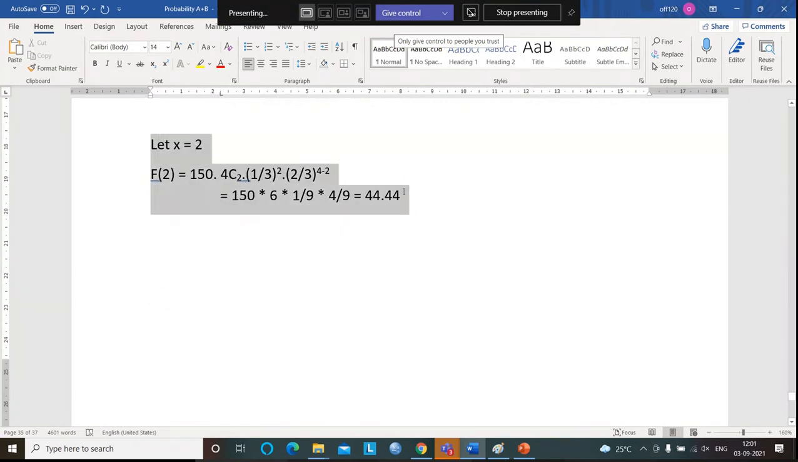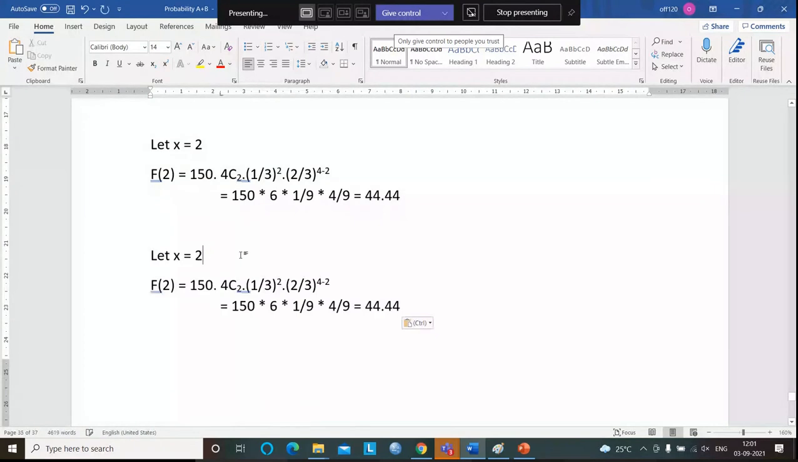44.44. Now next, let x is equal to 3. Then f of 3 is equal to 4c3 into 1 by 3 to the power of 3 into 2 by 3 to the power of 4 minus 3.